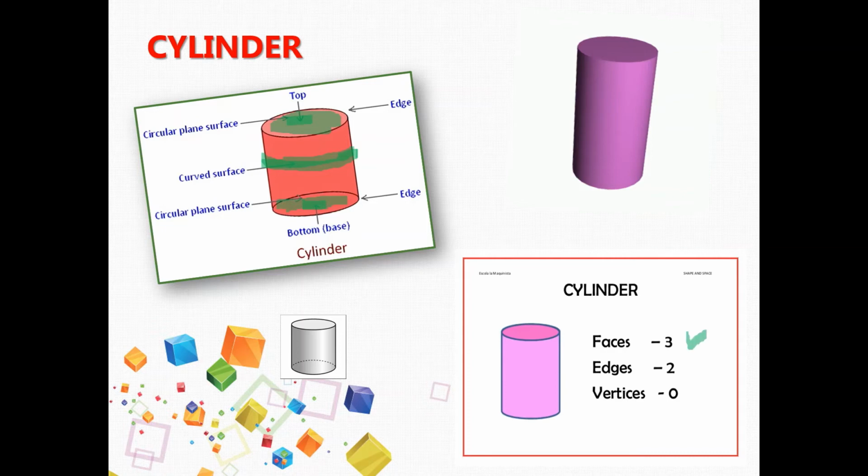Now let's count how many edges are there. You can clearly see that these faces are meeting at, let me see, this is one edge here, right, and this is the second edge over here where the two faces are meeting. So children, how many edges are there? We can clearly see there are two edges in a cylinder. And the third one is, how many vertices are there? Do you see any vertices in the cylinder? No, there are zero vertices in the cylinder.